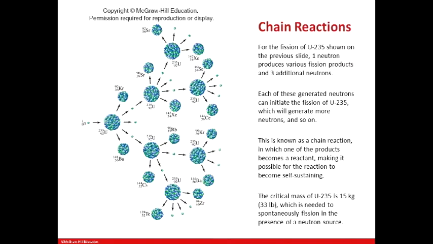This is known as a chain reaction. So you want to know what a chain reaction is, in which one of the products becomes a reactant, making it possible for the reaction to become self-sustaining. That's what happens. So chain reactions are self-sustaining. By analogy, in polymer chemistry, chain reactions are used to make the plastics, but we quench them at some point. We stop them from continuing to go on and on. And some of them are self-terminating.